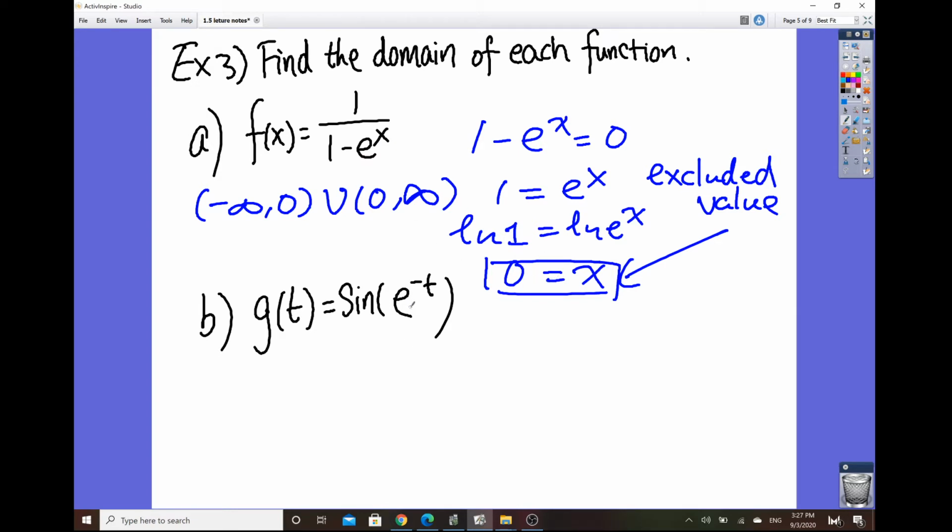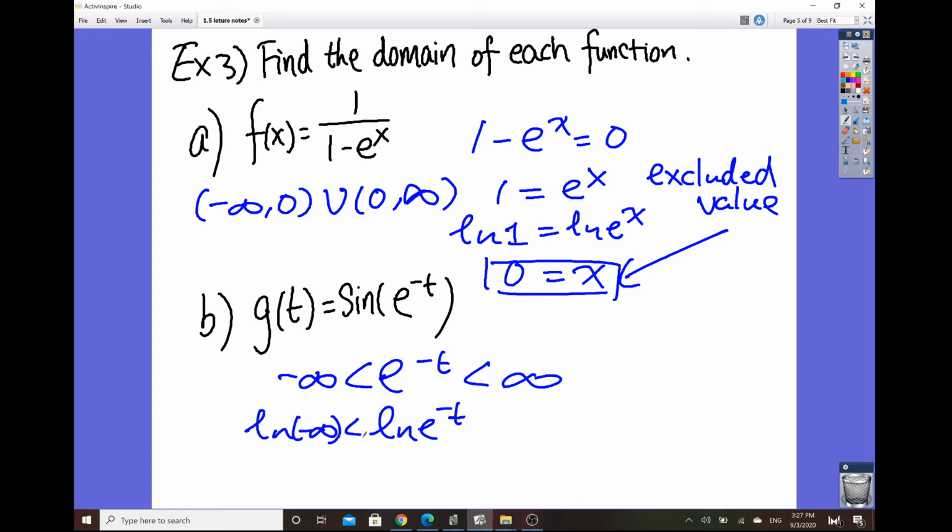Now for the next one, we do know that the domain for sine is always all real numbers. So for this one here, it's all real numbers from negative infinity to infinity. And now what you need to do here is solve for t. In order to solve for t, we can take the natural log on each side here. So natural log of negative infinity, and then natural log of infinity.